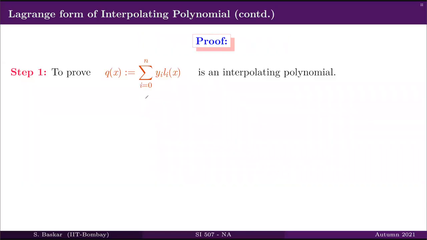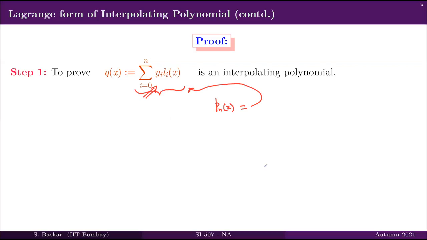To prove this theorem, we have to show that the form that we assumed is indeed an interpolating polynomial. Once you achieve that, uniqueness will tell you that Pn of x, which is the interpolating polynomial, is equal to this. That will come automatically from the uniqueness condition. So we have to show that this form, which Lagrange proposed, is indeed an interpolating polynomial. To do this, we have to check those two conditions which are given as defining conditions for an interpolating polynomial.